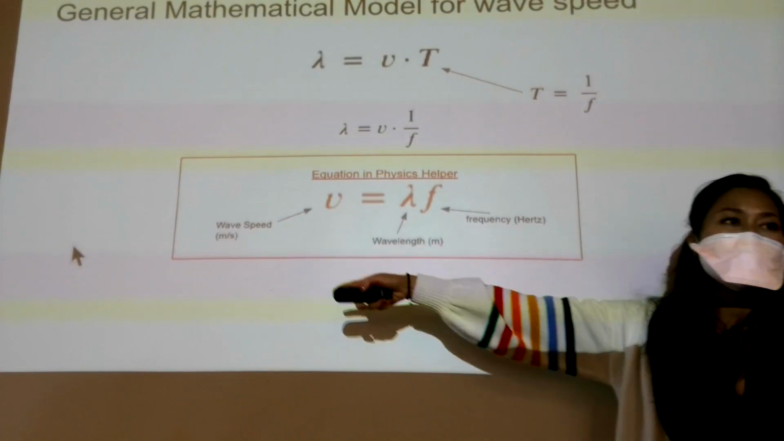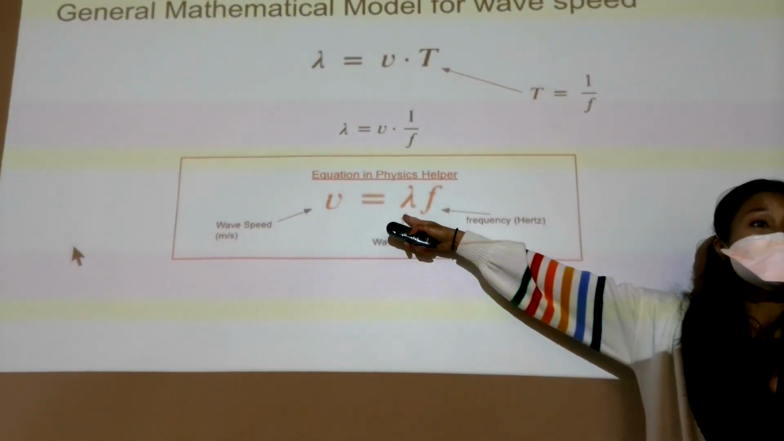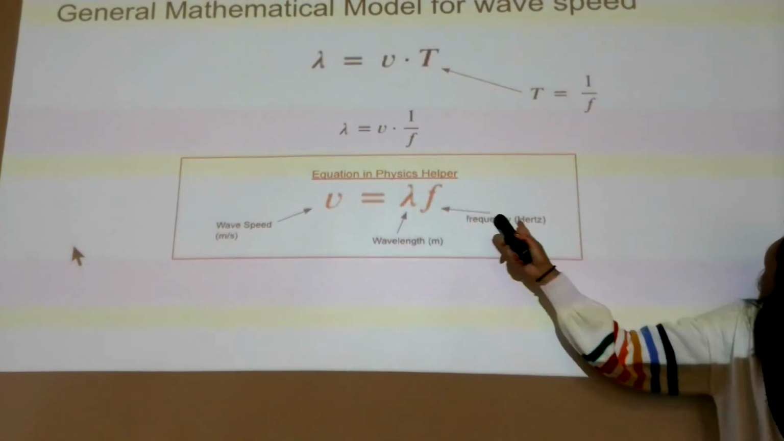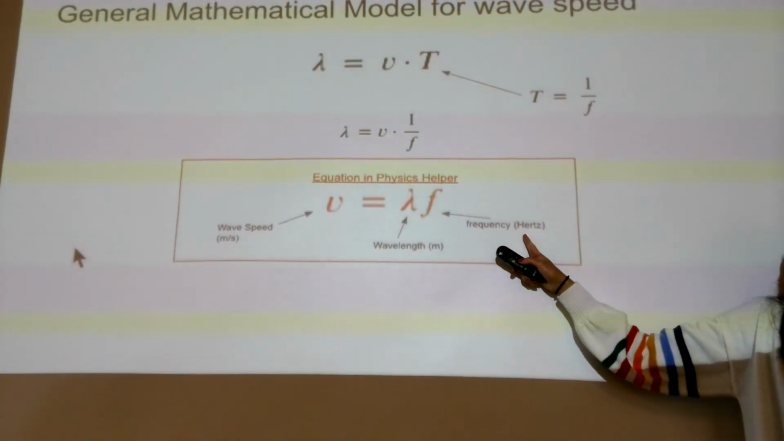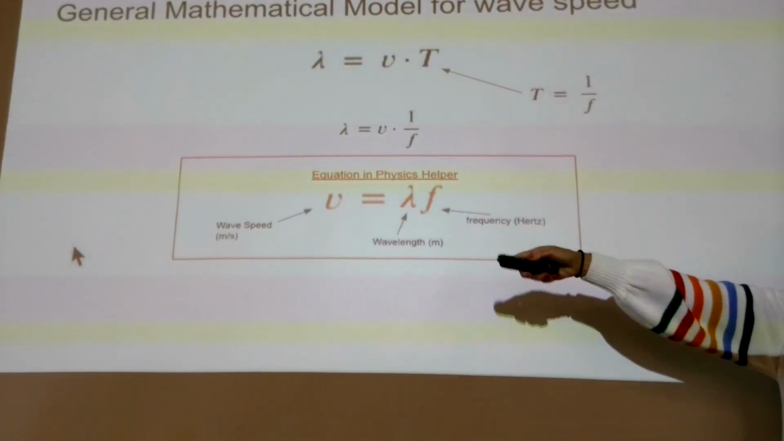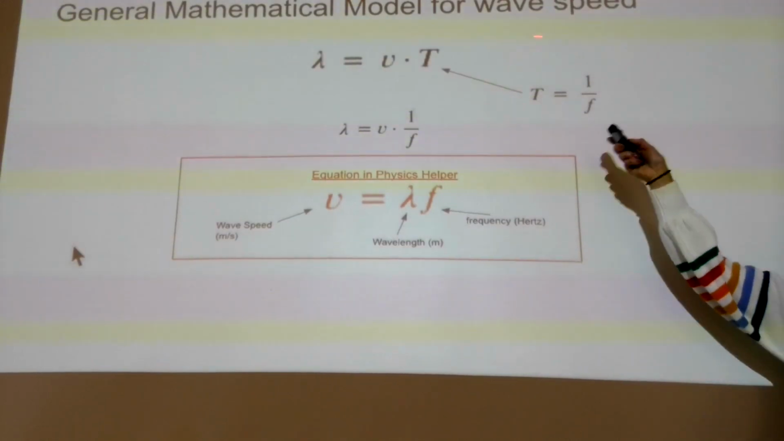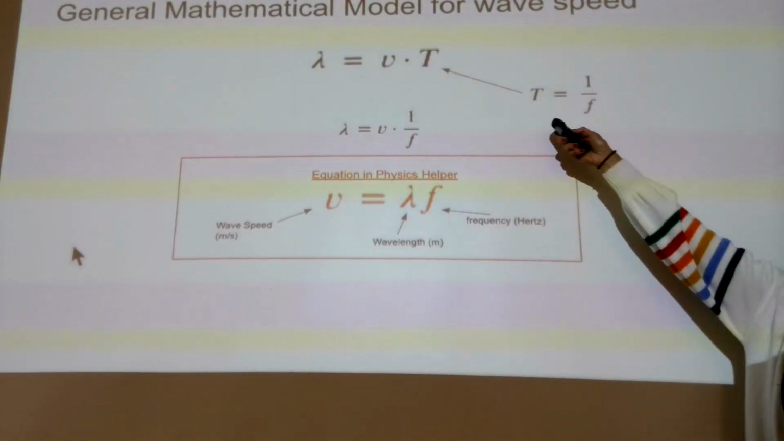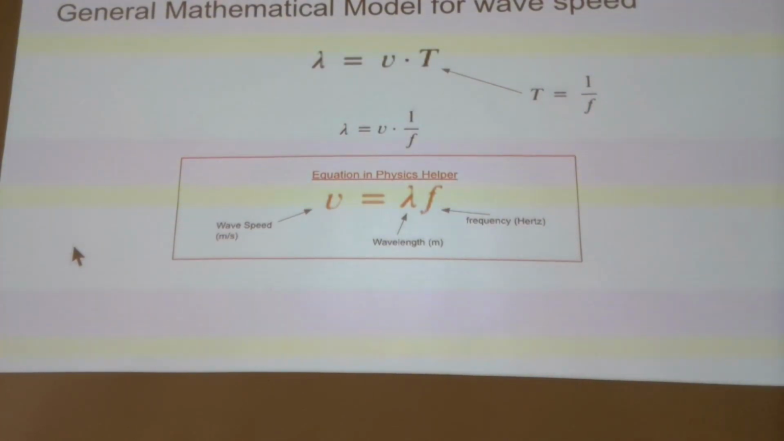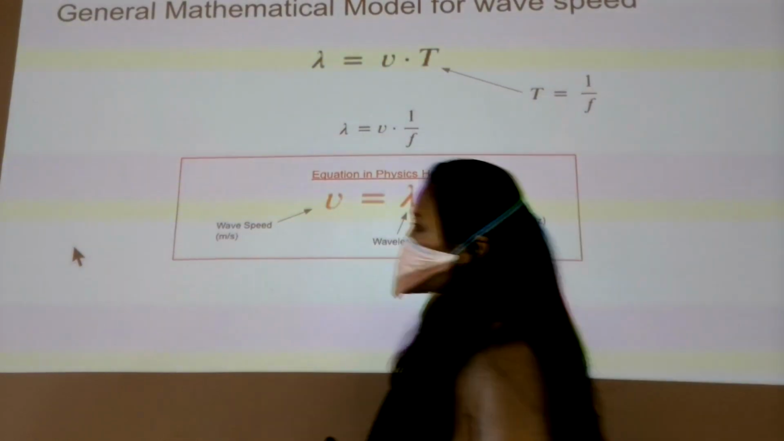Wave speed equals wavelength, lambda, memorize it, times frequency. Frequency in hertz, memorize that too, Hz. This is the equation you've got in your physics helper. This is the other equation you have in your physics helper. Or maybe it's frequency equals 1 over period. Regardless, you only have 2 equations. All you need to know is how to use them. So, this is the conclusion for this post-lab assessment.